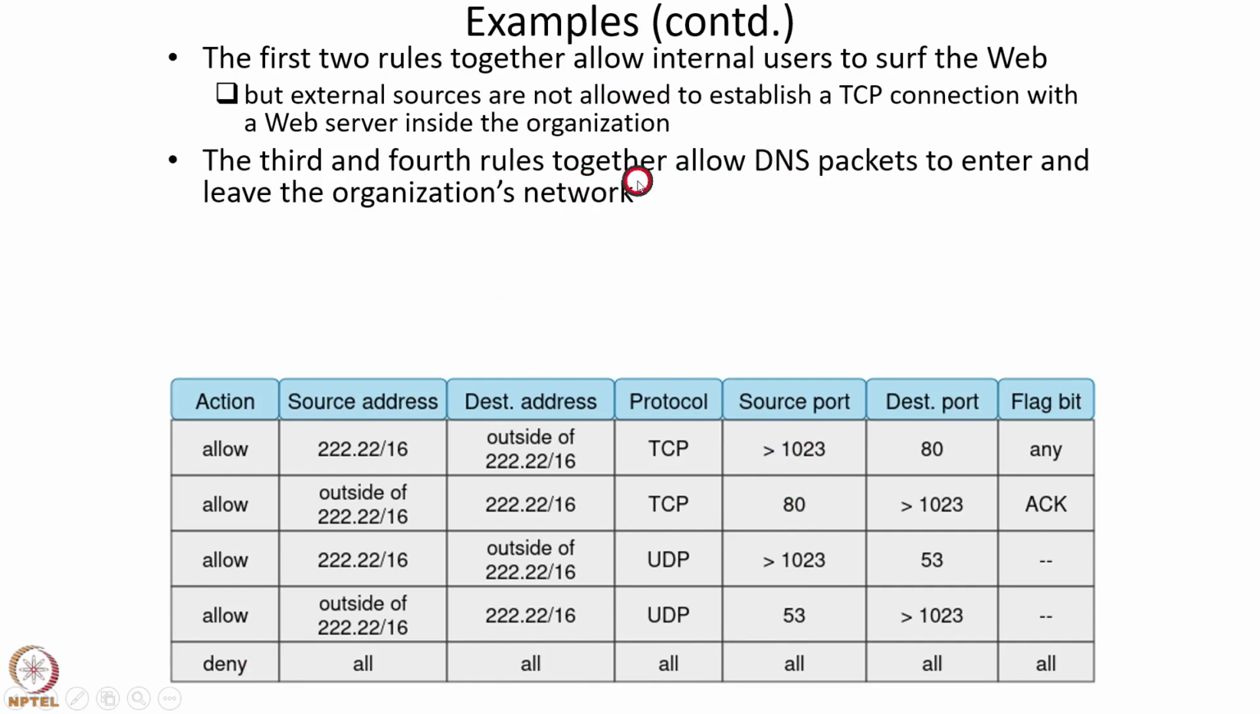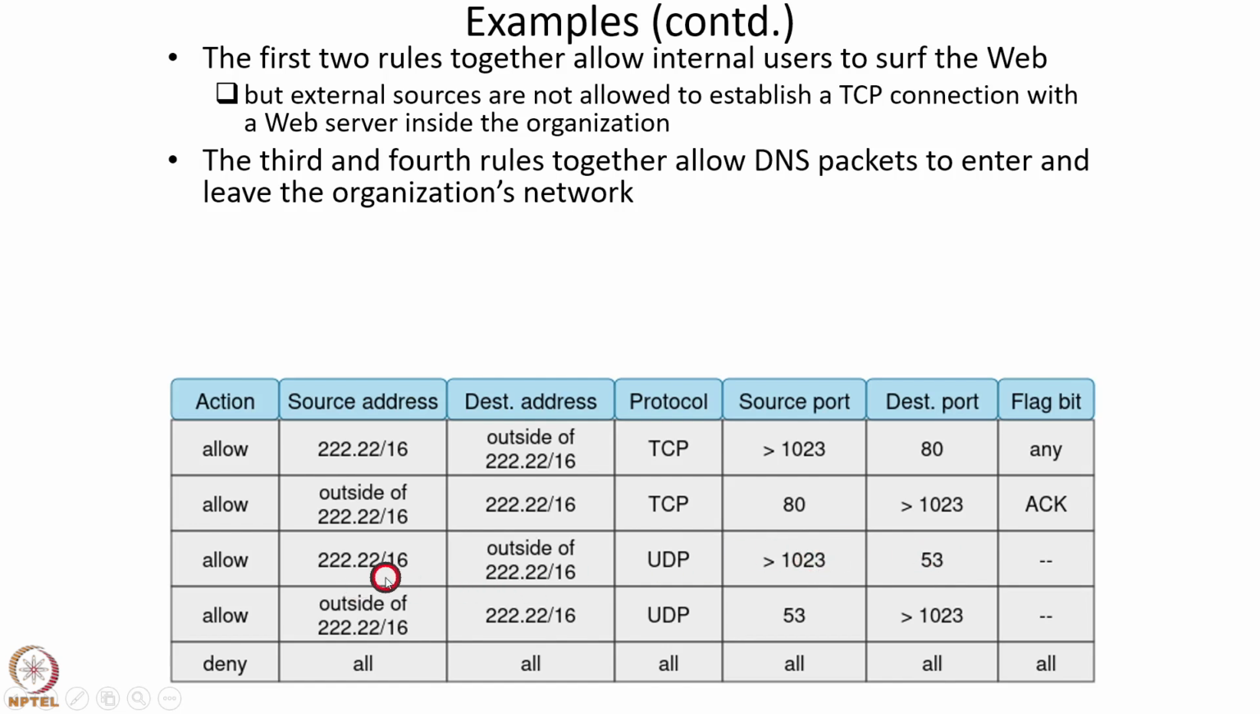Similarly, the third and fourth rules together allow DNS packets to enter and leave the organization's network. Let's look at the third and fourth rules. If some host wants to find out the IP address corresponding to a particular external host name, then some host from inside the network, which will have an IP address of this form, will send a packet to a DNS server, which is outside the network, and hence has an IP address of this form. It will be a UDP packet. The source port will be greater than 1023, and since it is sent to a DNS server, which runs at port number 53, the destination port will be 53.